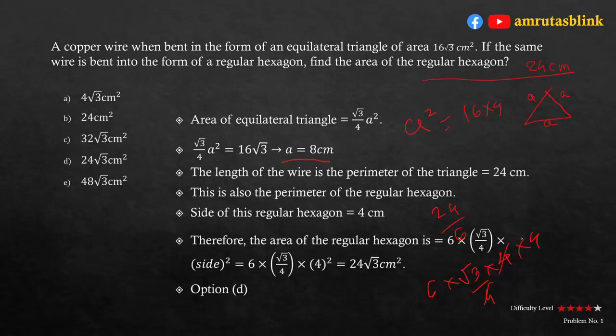So in this problem 3 concepts are used. First is area of an equilateral triangle, then perimeter of the equilateral triangle, and then perimeter and area of a regular hexagon. We'll move to problem number 2.